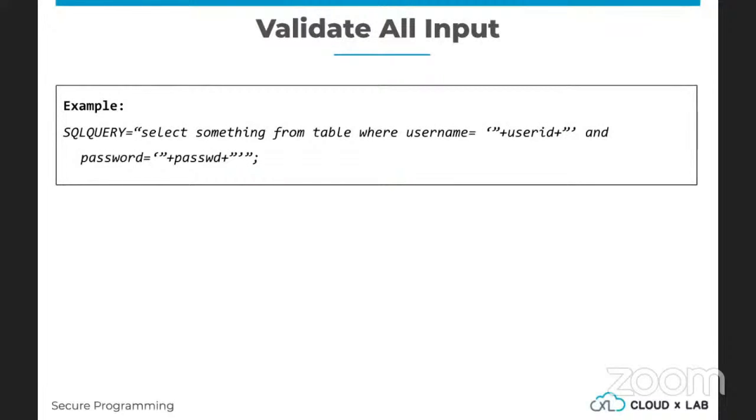Here is code whereby we are authenticating a user. Select something from a table where user equals single quote, and then the double quote ended. This is a string that started here, it ended here. And then the user ID, which has come from the user when he or she has provided the login, and then double quote, followed by single quote, and password equals single quote followed by password, and then single quote.